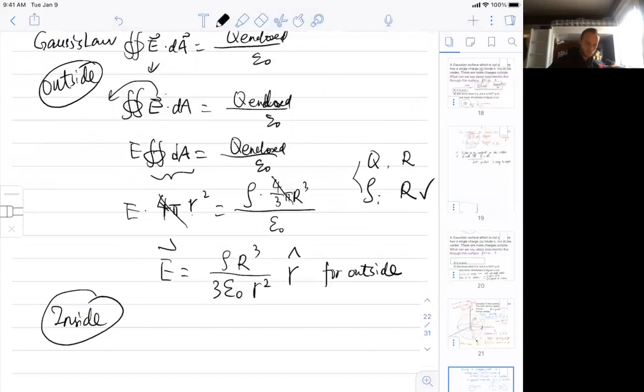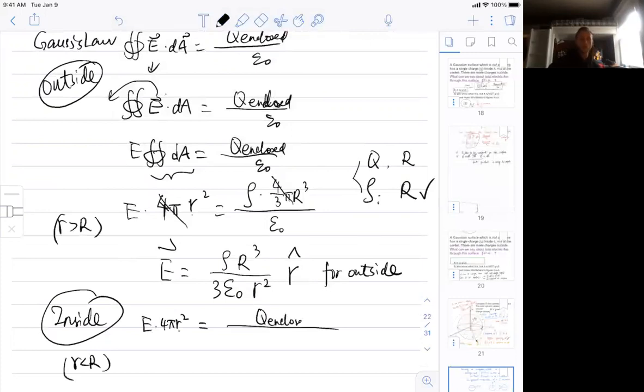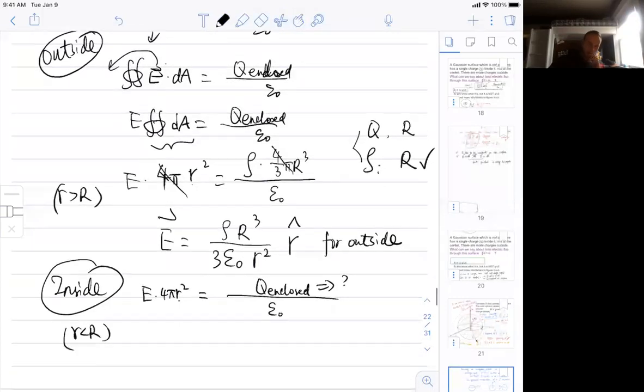Everything is the same, so you can see that my left-hand side is still E 4 pi r squared. r is a variable. Right now, r is less than R, this is when r is larger than R. Right now, r is less than R. Okay, so what is my Q enclosed? It's a different value now.